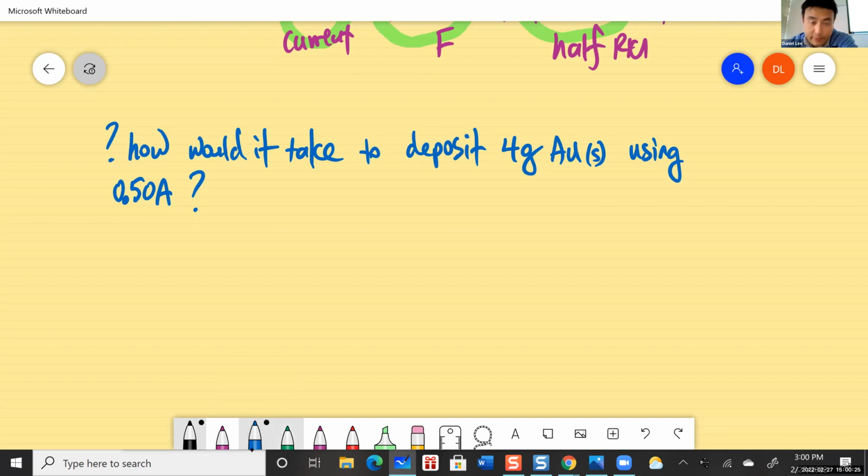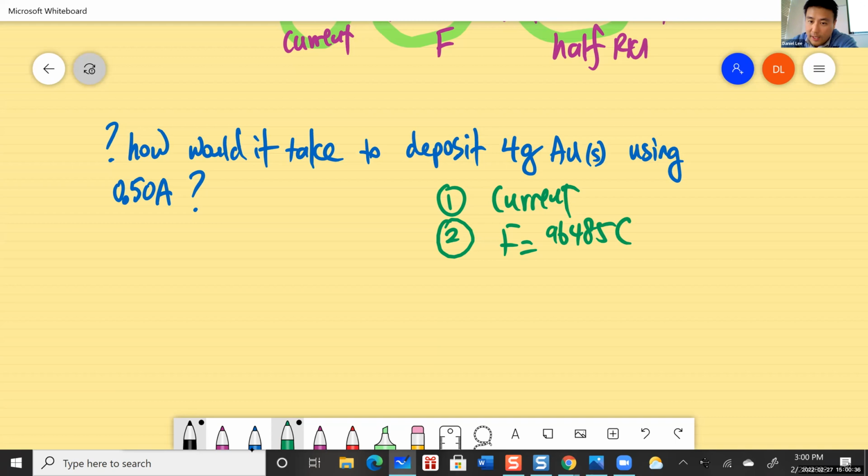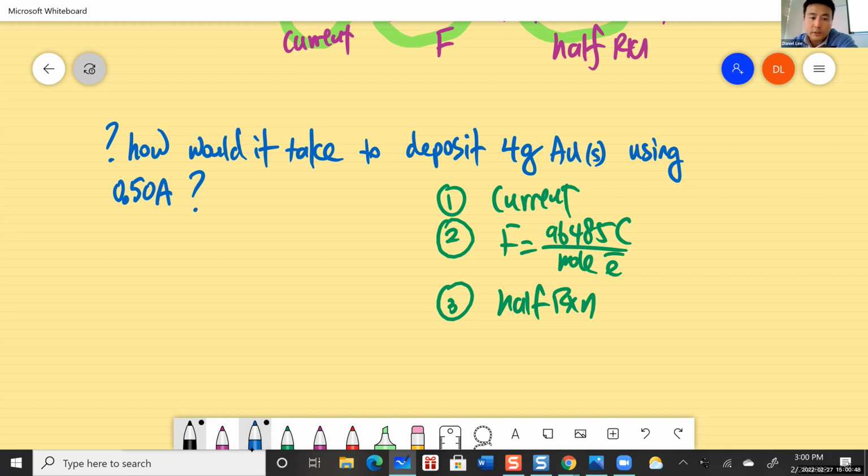Again, I need 3 things. I need the current, which is 0.5. I do have that, right? I need Faraday's constant, which is 96485 coulombs per mole. And I need one more thing, I need the half reaction. You get those 3 things, you get the answer. What is my half reaction for gold? Gold, you should know, is 3 plus. So you need 3 moles of electrons to reduce to gold metal. That's my half reaction, yeah?